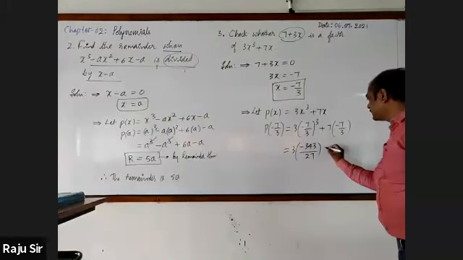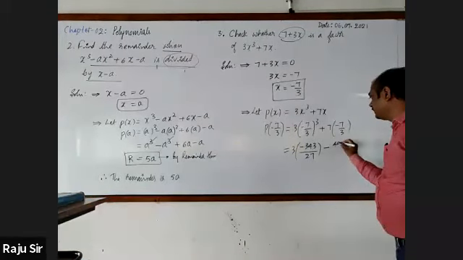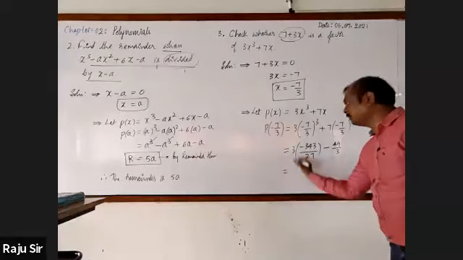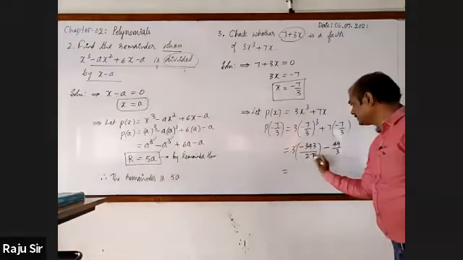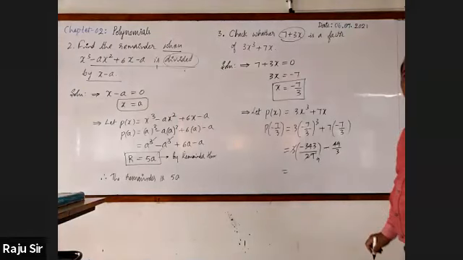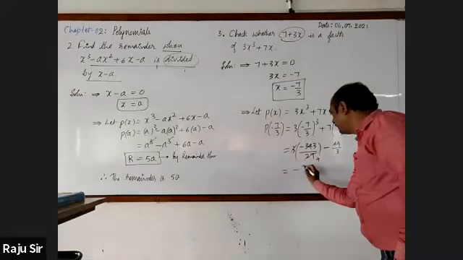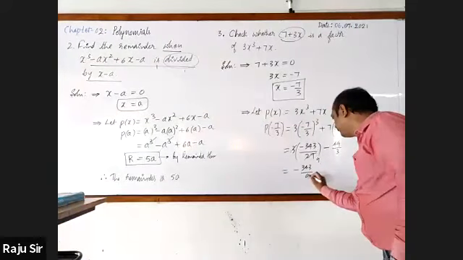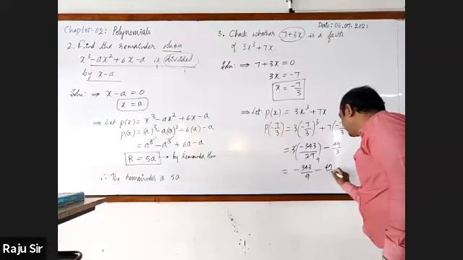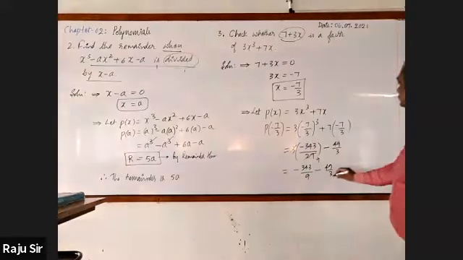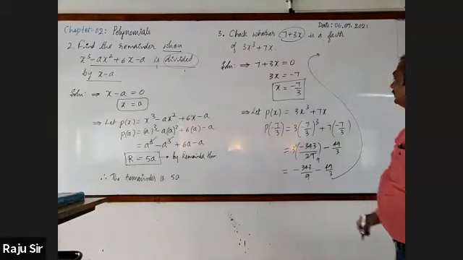This is plus into minus, minus. 7 sevens are 49, so 49 by 3. Now you may cancel it. 3 ones are 3, 3 nines are 9. This will be minus 343 by 9 minus 49 by 3, which is not equal to 0. Let me continue that here.